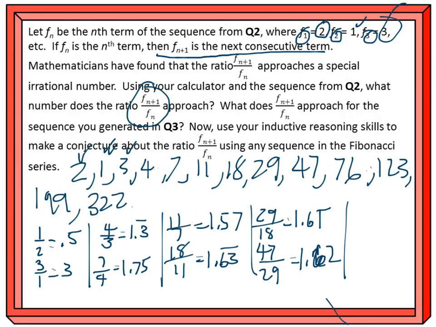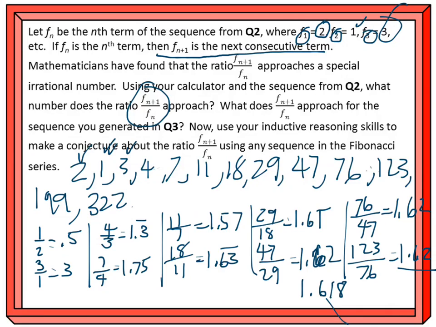Let's see if I can get a couple more fit into this slide and make this video just a little bit longer. Let's see, we got 76 over 47, if I round it, 1.62. Let's get one more in here, 123 over 76. And also 1.62. So if I keep going, I'm just going to always round to 1.62. If I go out another decimal place, this would actually get closer to 1.618, and so on. And that's the number called the golden ratio.